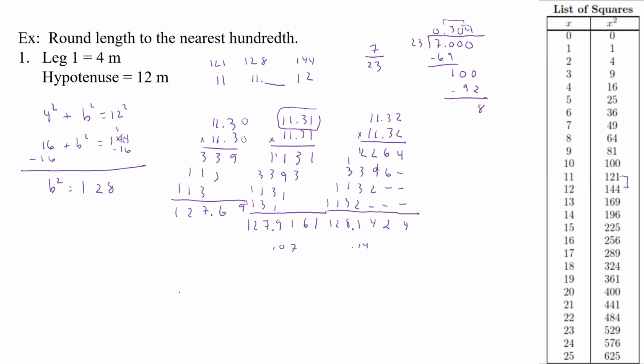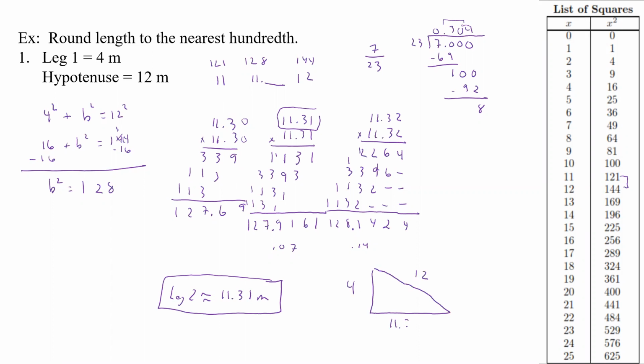So we'll say leg 2 is approximately 11.31, and we're back to meters. And so that would be our length. And so again, if we're looking at it on the triangle, that was 12, that was 4, and this is 11.31. So that's how it would look. Okay. All right, so let's do another one.